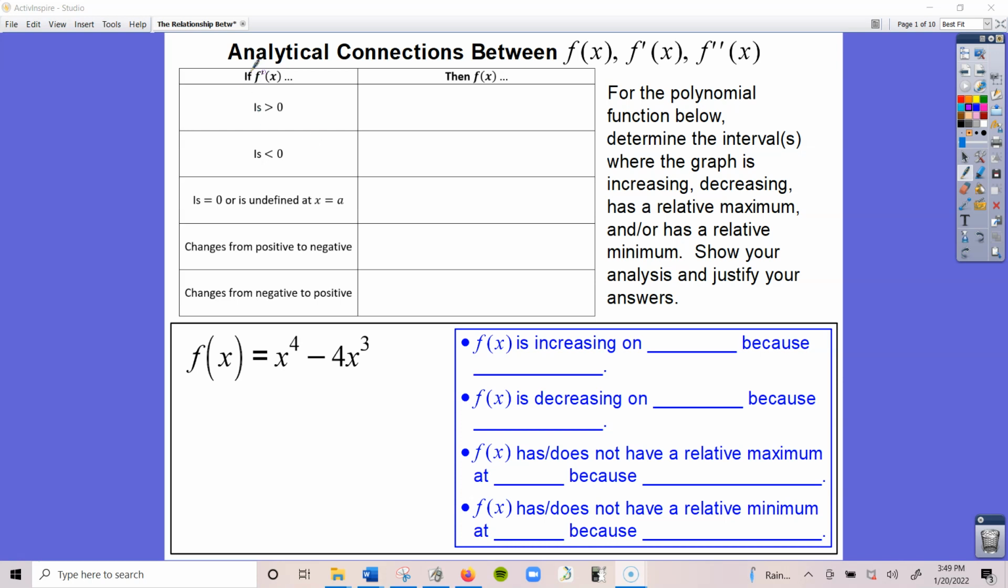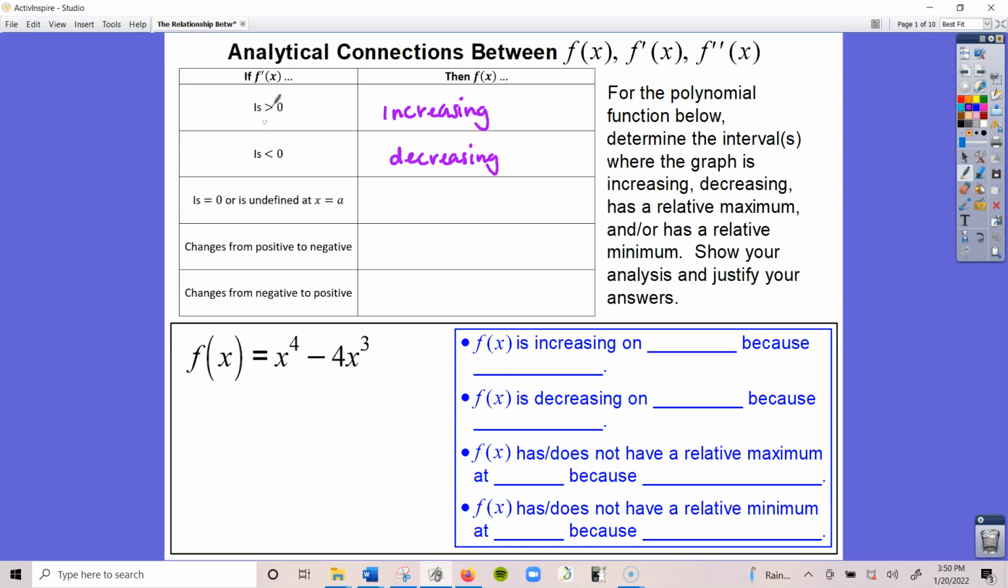So, if f prime of x is greater than 0, then what that means is that f of x would be increasing. If f prime of x is less than 0, then f of x is decreasing. And this should all be reviewed from stuff that we did way back when.